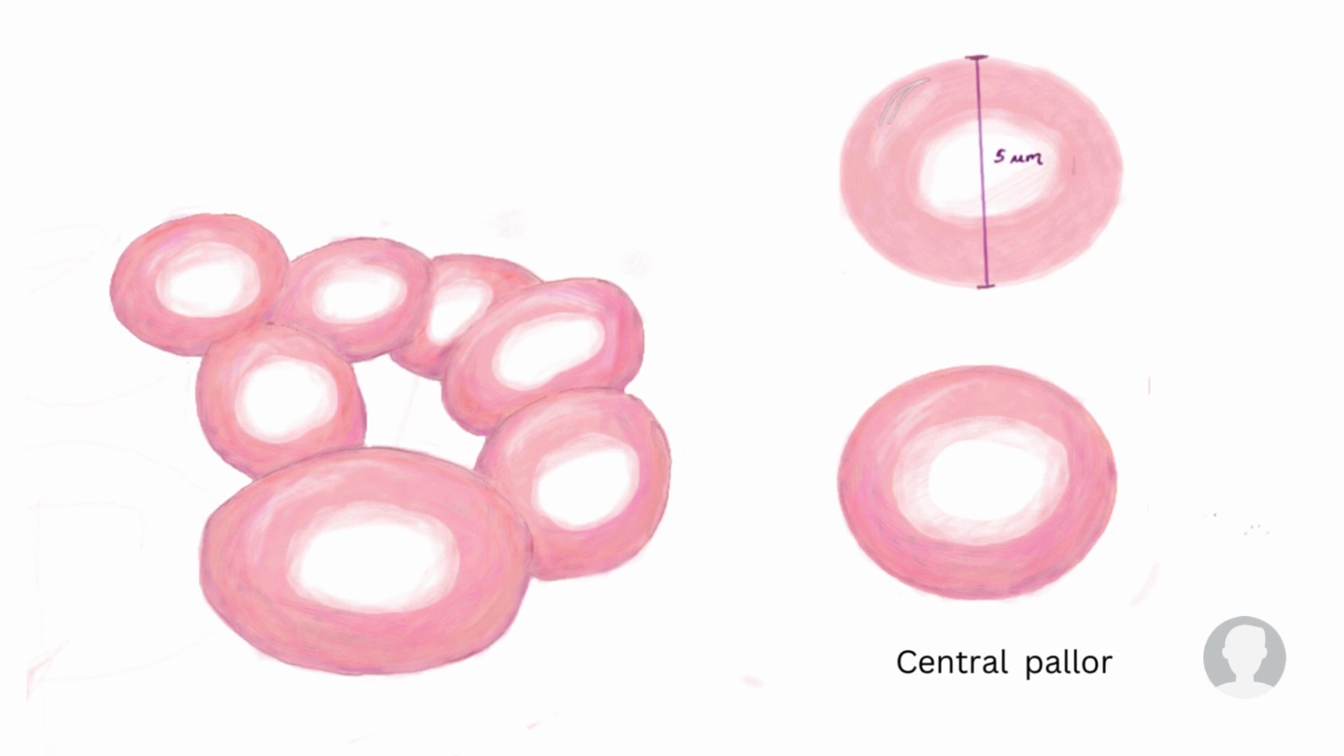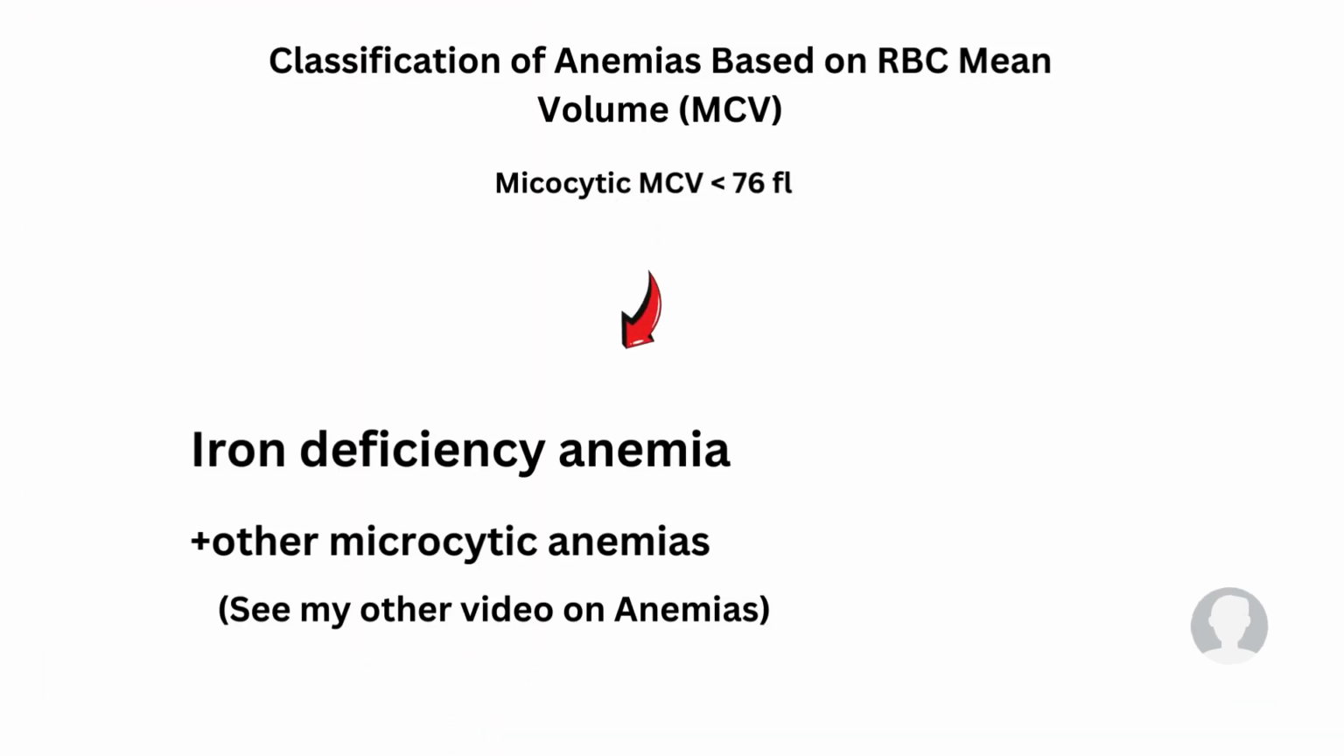Anisocytosis means that there is a size variation in the MCV, with microcytes as well as macrocytes correlating with an RDW greater than 14.5%. Here's a close-up of normal erythrocytes. In hypochromic microcytic cells, note the central pallor, greater than 1/3 the diameter of the red blood cell. Iron deficiency anemia is the most common cause of microcytic anemia. You can review the classification of anemias based on MCV in my other video.